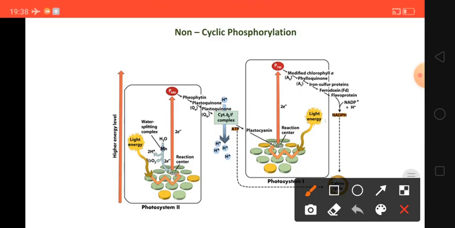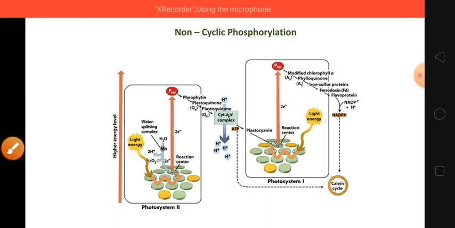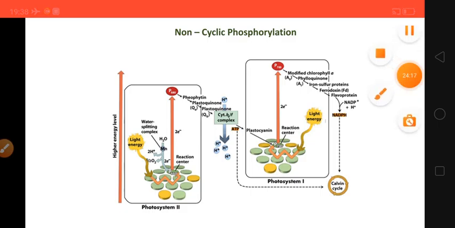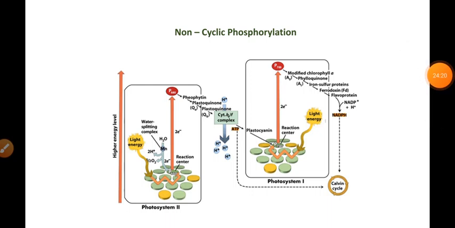So first we'll be studying the light dependent reaction, that is photophosphorylation, and then we'll move to the light independent reaction. Now photophosphorylation, or the light reaction, is again divided into two parts: non-cyclic phosphorylation, which is the main process where we get the ATP, and then cyclic phosphorylation. The non-cyclic phosphorylation starts from PS2.